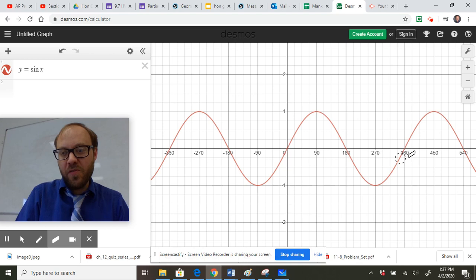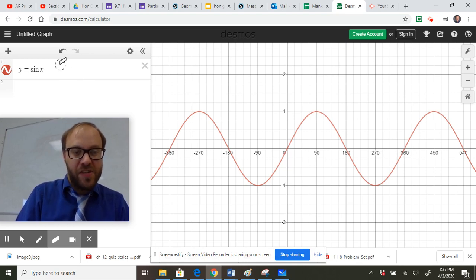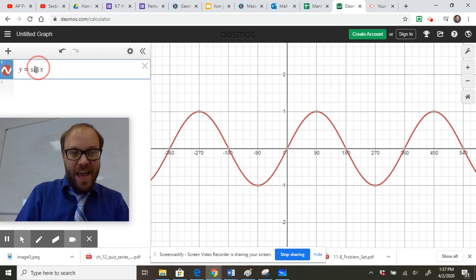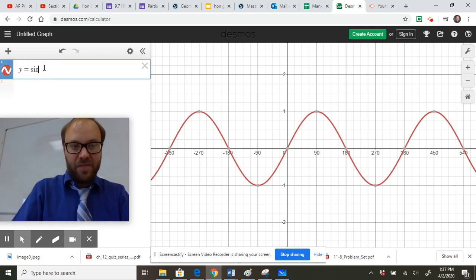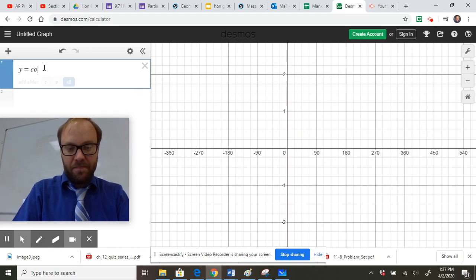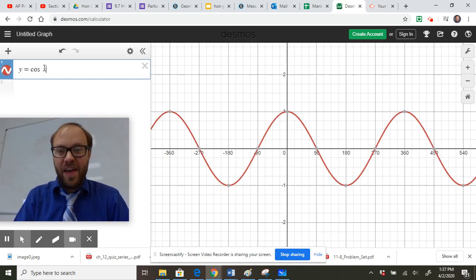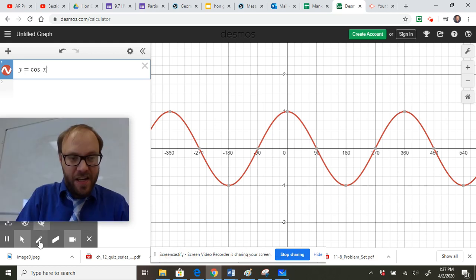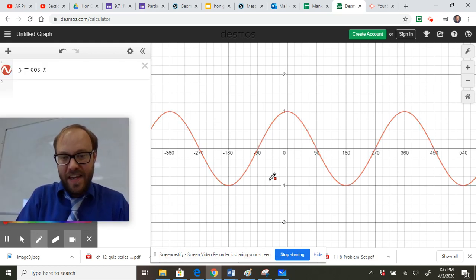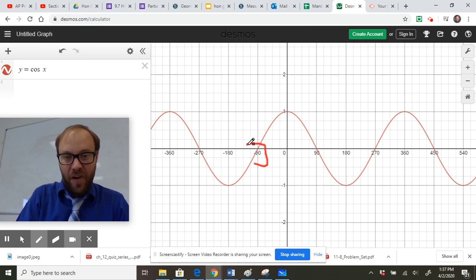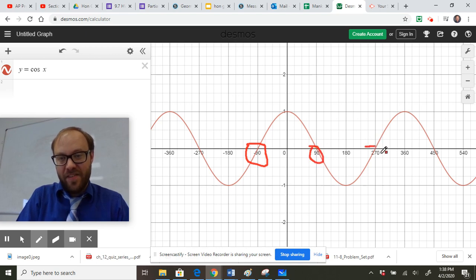If we take a look at the cosine function, you'll notice the cosine function is literally the same function, except it's been shifted back. So the cosine of x, literally the same function. The only difference is that it's actually been shifted back. Instead of crossing the axis at 0, it crosses at negative 90 degrees, and then it crosses at 90, and it crosses at 270 degrees.